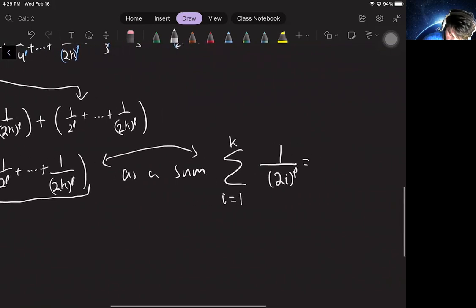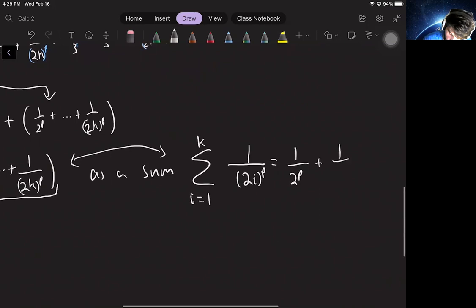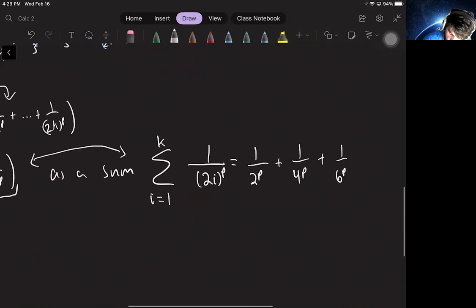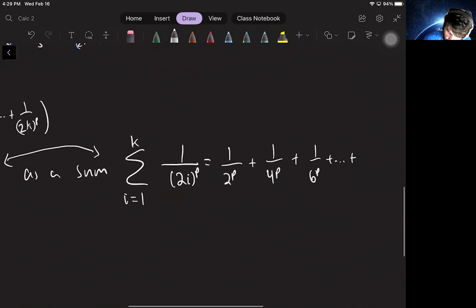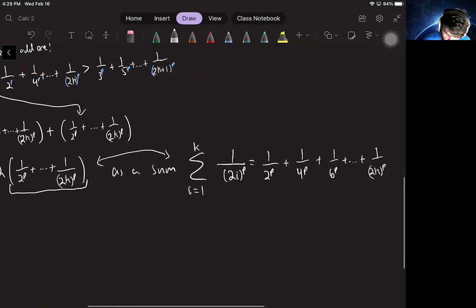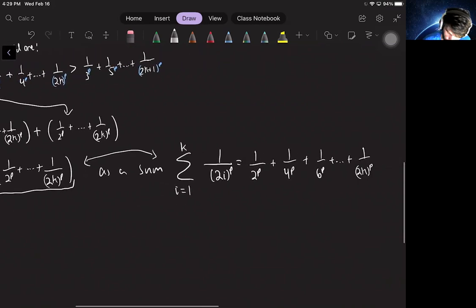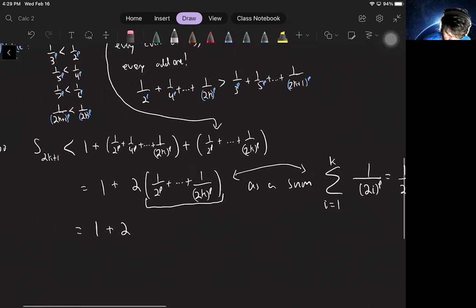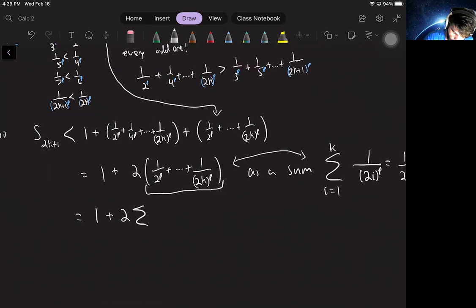But if I actually write them out, it's exactly the same. Oh, I forgot the p power. So if I plug in 1, I get 2 to the p. If I plug in 2, I get 4 to the p. If I plug in 3, I get 6 to the p. And when I get to the end, I plug in k, I get 2k to the p. So this is just shorthand for what I've written in parentheses. And so now I'm going to replace this here with what I just figured out.